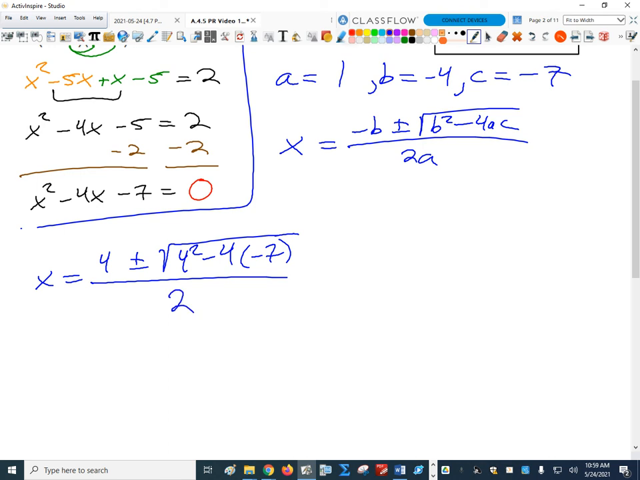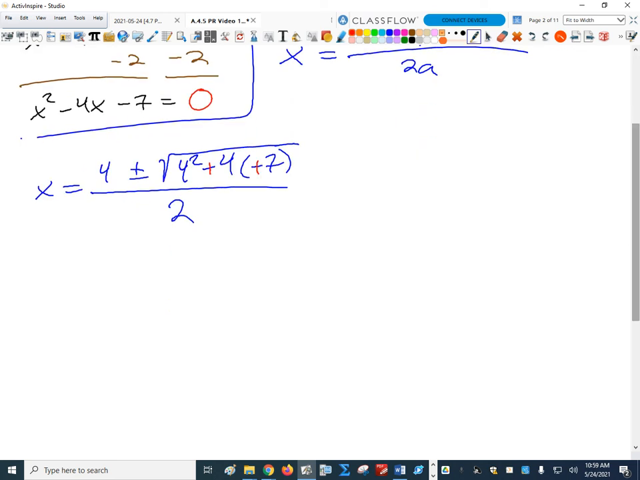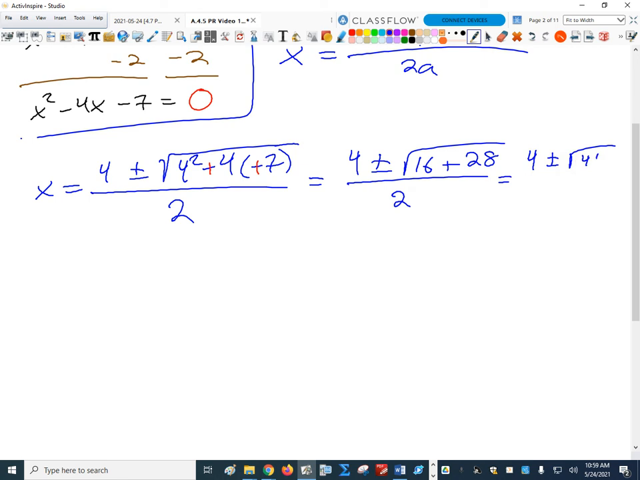Okay, notice here, inside, if I'm multiplying 2 negatives together, what's the outcome? Positive. So I'm just going to do that. Okay, so I don't make that mistake either. Okay, and we get 4 plus or minus the square root of 16 plus 28 divided by 2, which is 4 plus or minus the square root of 44 divided by 2.